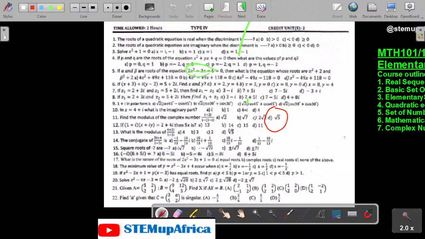Then question 16 is just a simple expansion. I will leave that for you to solve. It says open bracket minus i into 8 plus i. All you need to do is use the minus i outside to multiply what is inside.